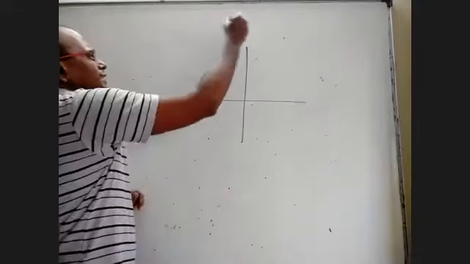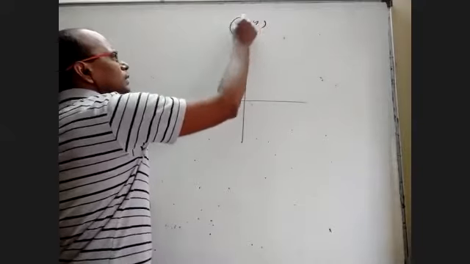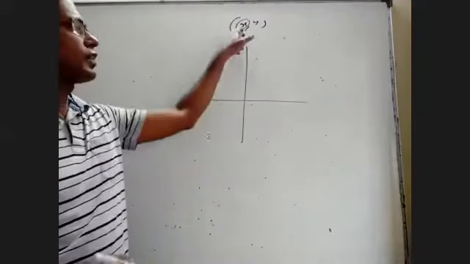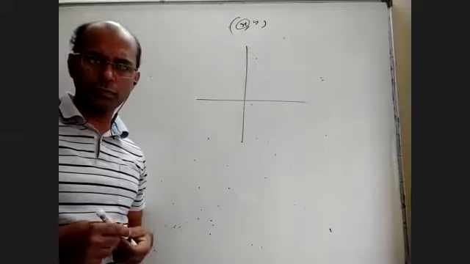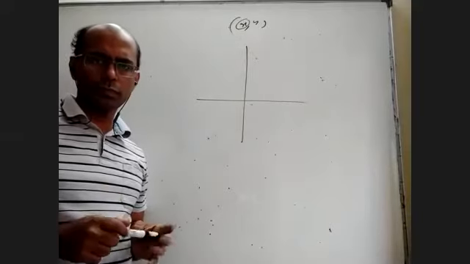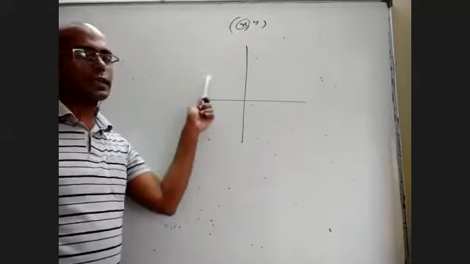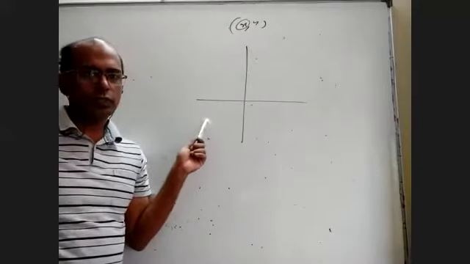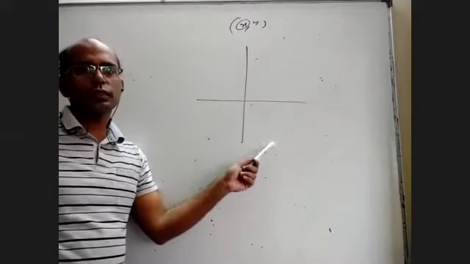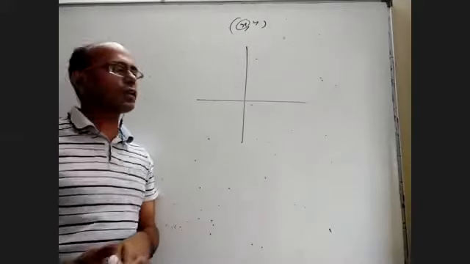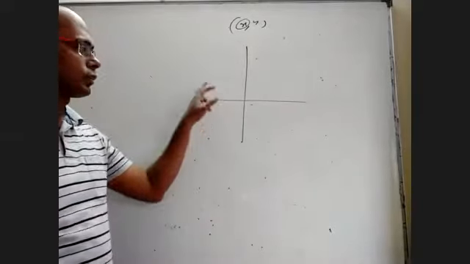If I take a point x comma y in first quadrant, the x coordinate will be positive or negative? Positive, sir. In second quadrant, x coordinate negative. In third quadrant, negative. And fourth quadrant, positive. That is exactly the reason why cos is positive here and cos is negative here.